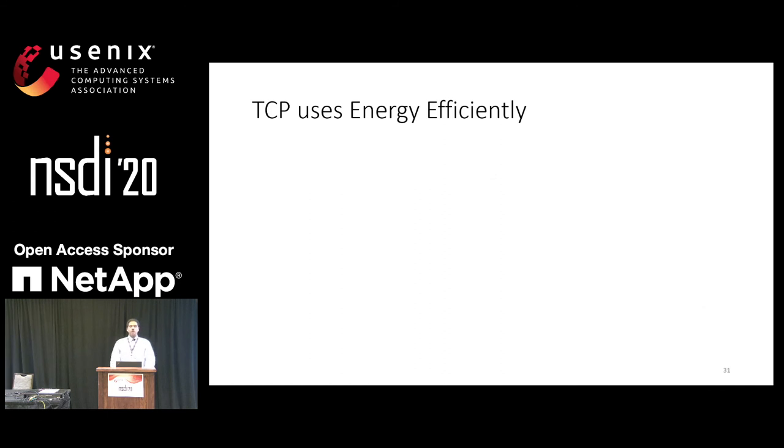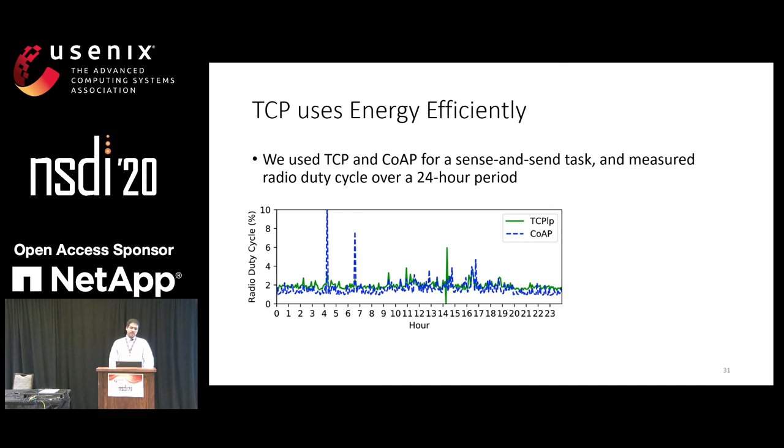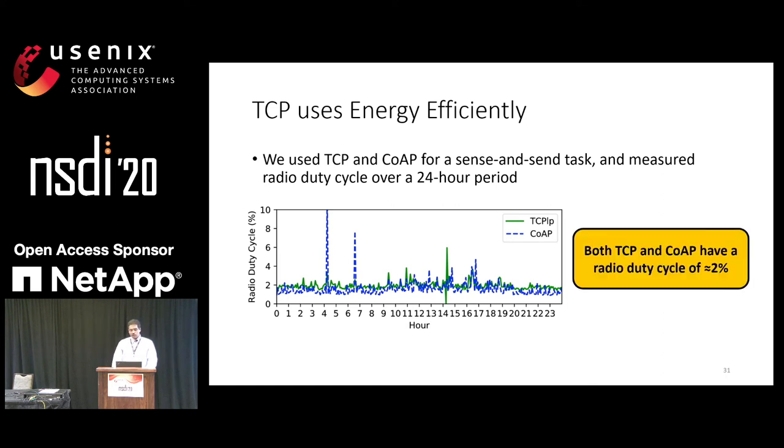Additionally, we use energy efficiently. So we use TCP and CoAP for a sense and send task, and we measure the radio duty cycle over a 24-hour period. And the graph looks something like this. The key point here is that TCP is not performing significantly worse than CoAP, as may have been thought earlier on. And in fact, both TCP and CoAP have a radio duty cycle of around 2%.